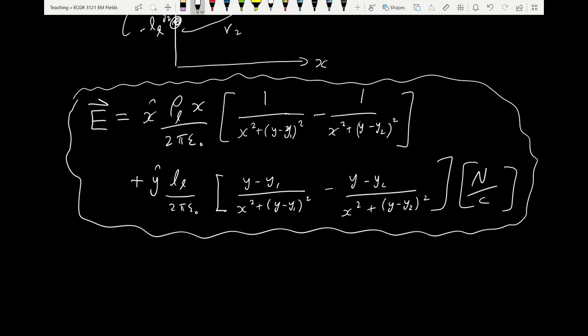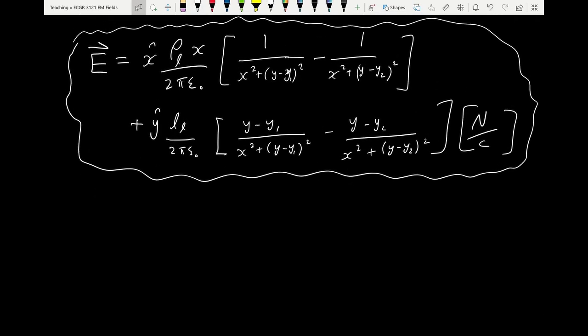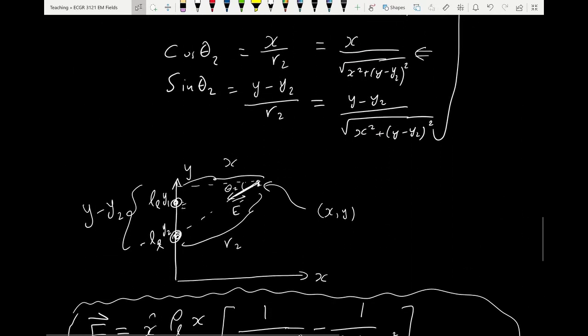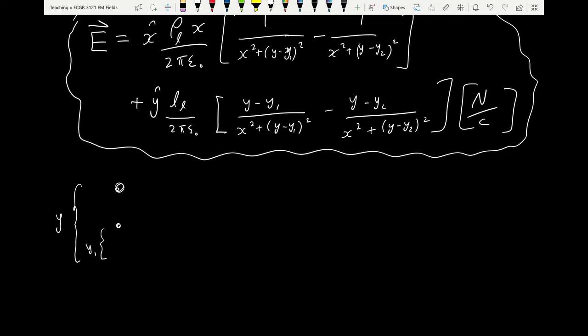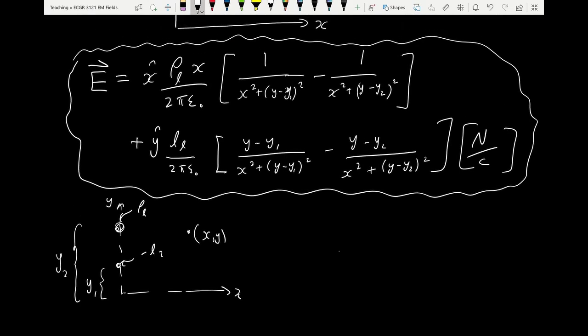And this is the total electric field due to two transmission lines. Right. So if we have two transmission lines, the first is at distance y1, the second is at distance y2. I think it's the opposite, actually. Yeah, it's the opposite. The first one is y2, the second one is y1, and this has charge density rho L, this has charge density minus rho L, right? And then this is the y-axis, this is the x-axis. We can find the electric field at any point in space using this formula.